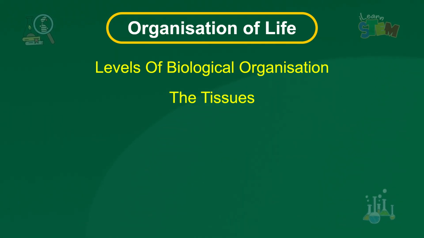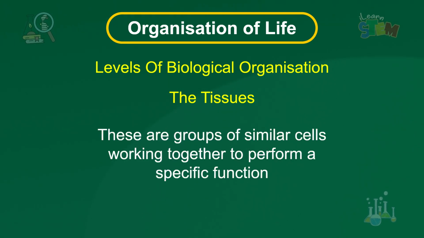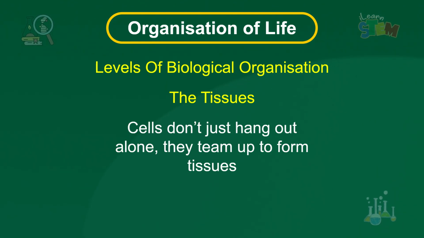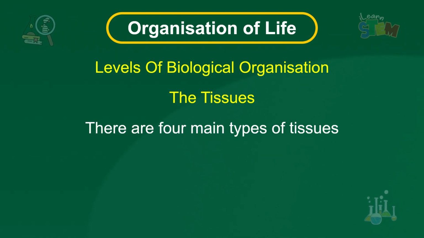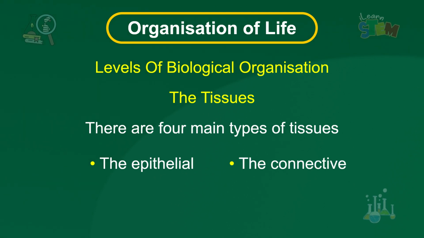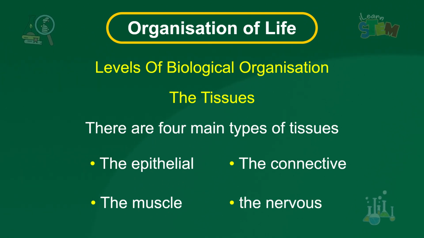2. Tissues. These are groups of similar cells, working together to perform a specific function. Cells don't just hang out alone. They team up to form tissues. There are 4 main types of tissues. The epithelial tissues, the connective tissues, the muscle tissues, and the nervous tissues.